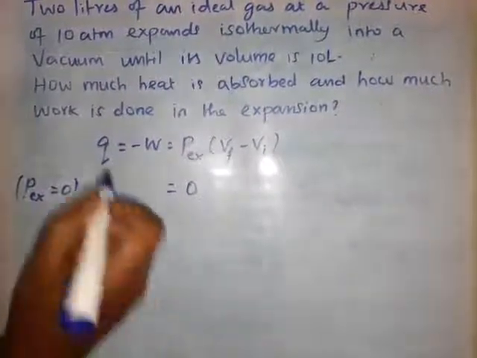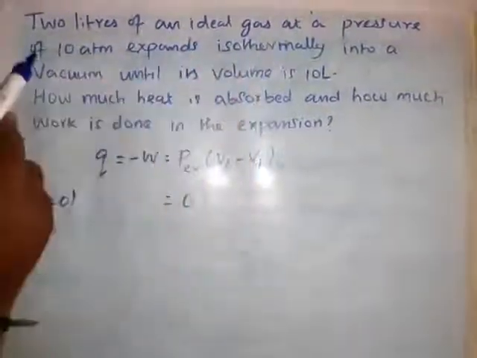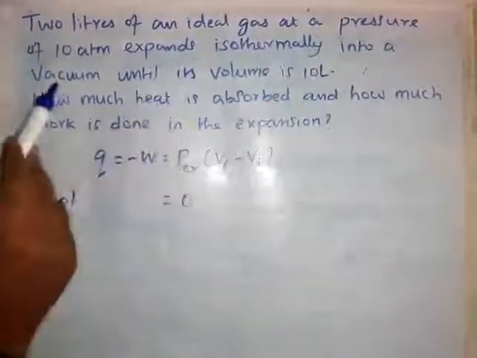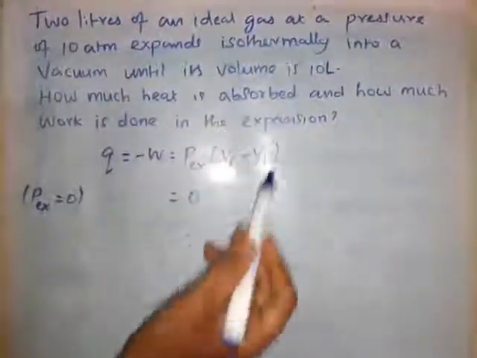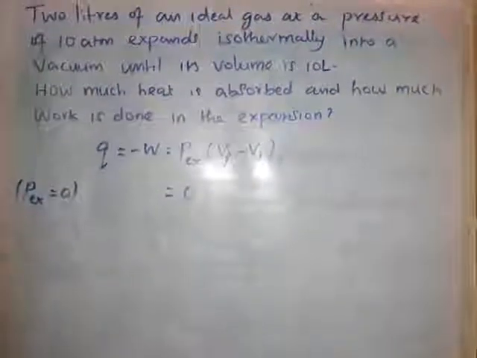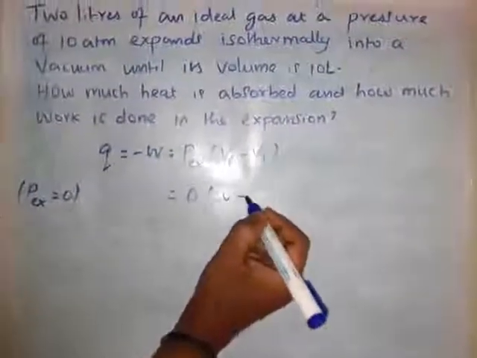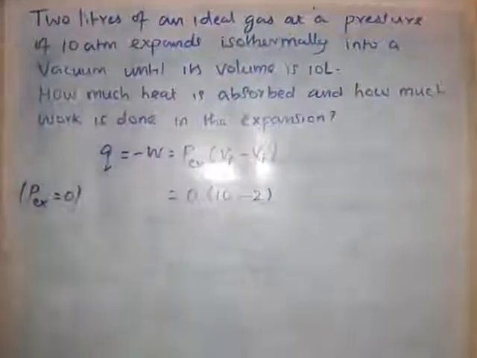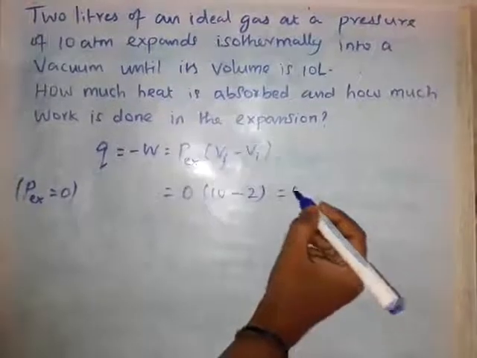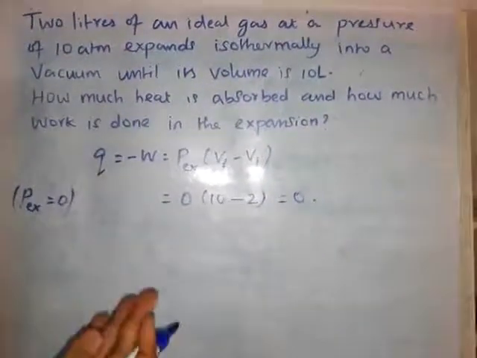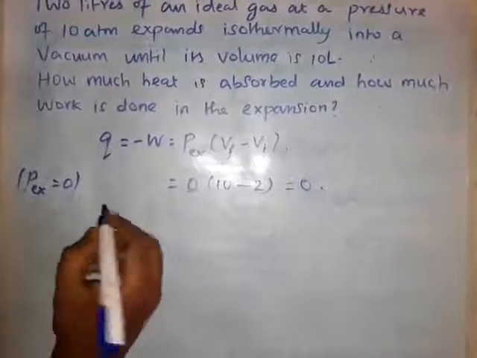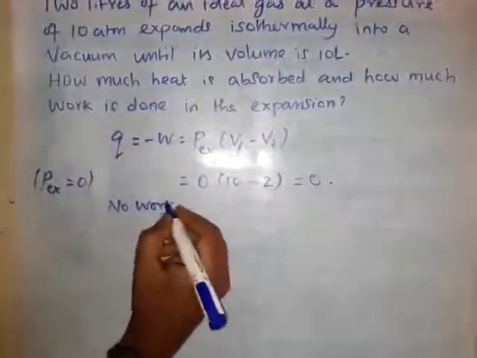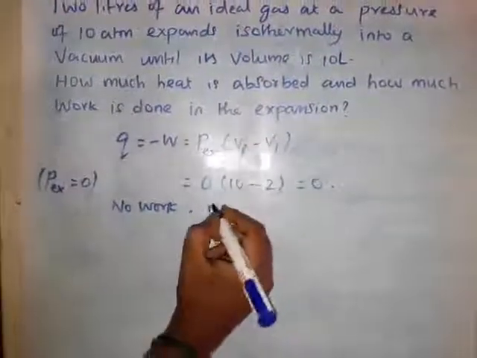Then 2 liters of ideal gas at pressure 10 atmosphere expand isothermally into a vacuum until its volume is 10 liters. So the final volume is 10, and 10 minus the initial volume 2 is 8. 8 into 0 will become 0. So here no work is done, no heat is absorbed. The result is no work is done, no heat is absorbed.